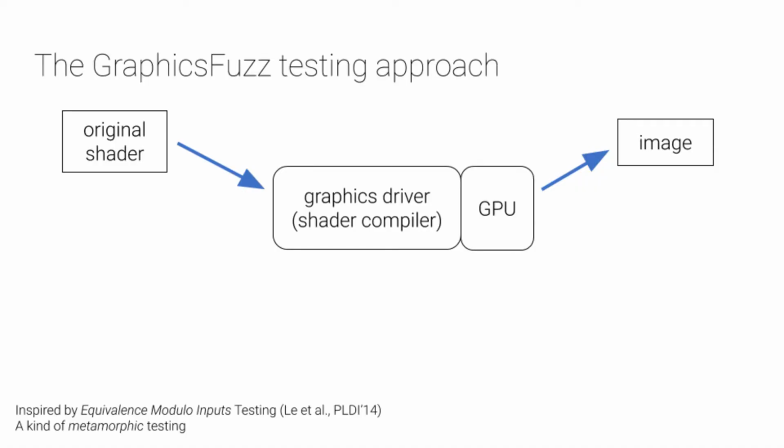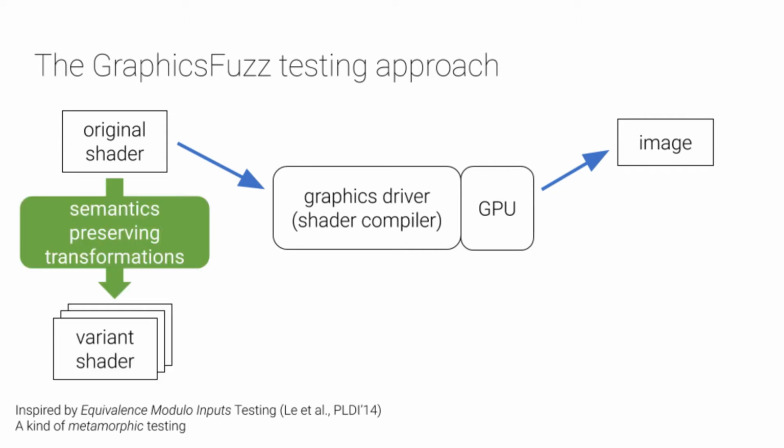What we do in GraphicsFuzz is we take some original shader program that renders some image. We don't necessarily know what image, but some image. And from that original shader, we use semantics preserving transformations to derive a whole series of variant shaders. These are shaders that are equivalent to the original shader in that they should render the same image, but they may look very different from the original shader, thus they give the shader compiler a really good workout.